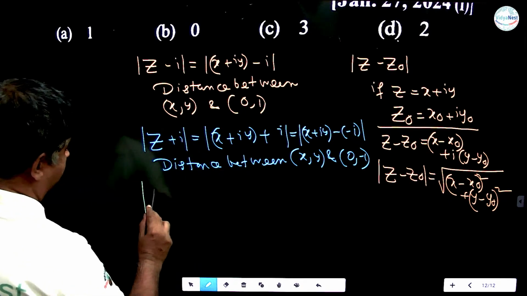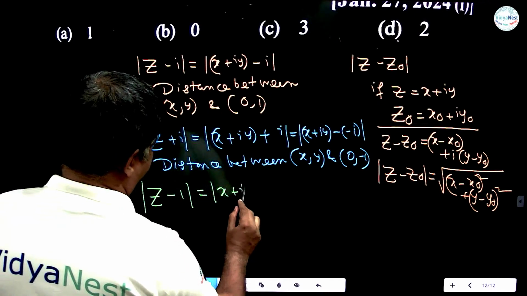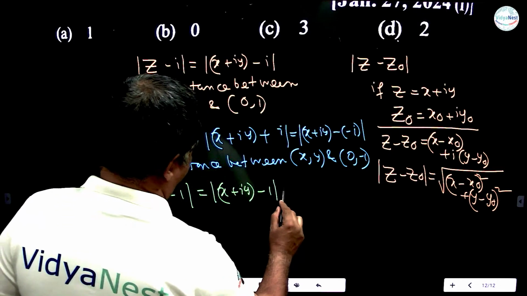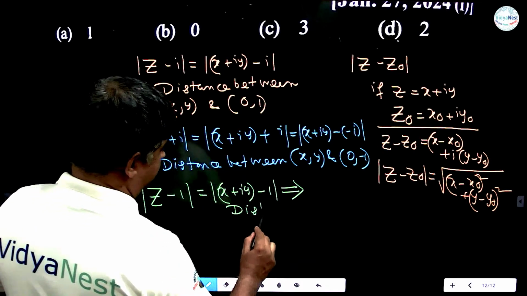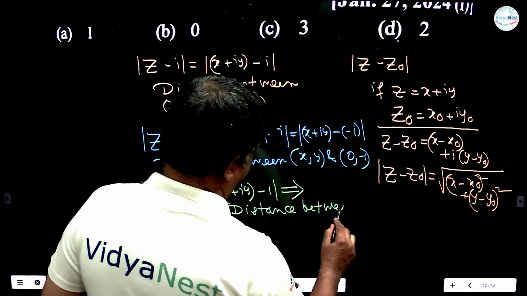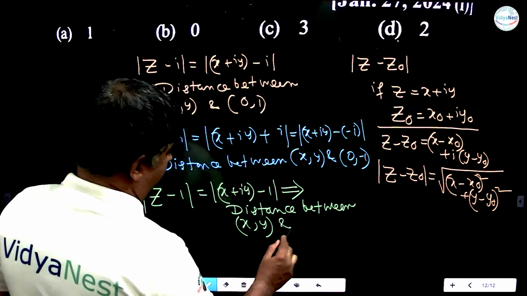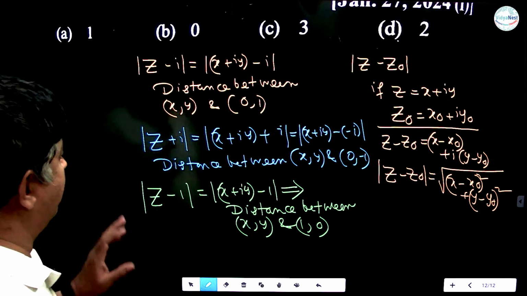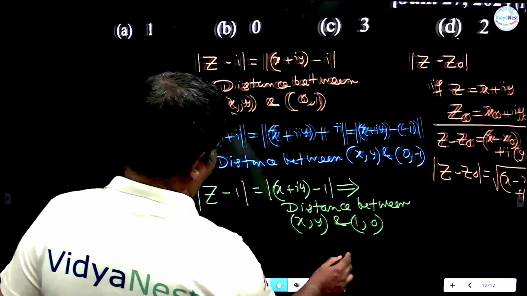And the last one, mod z minus 1. It implies the distance between (x, y) and (1, 0). So let us plot it on a graph.